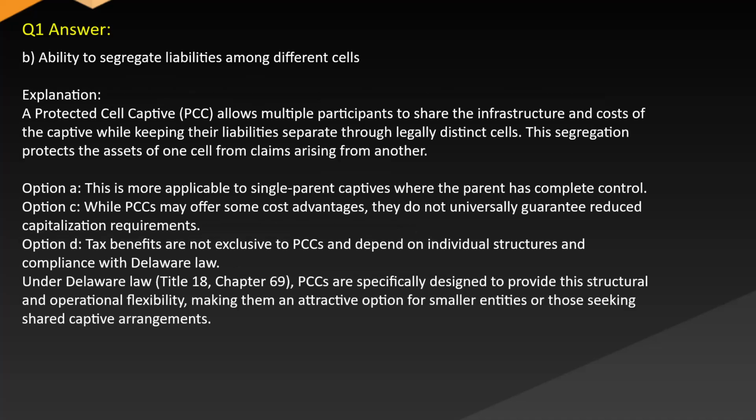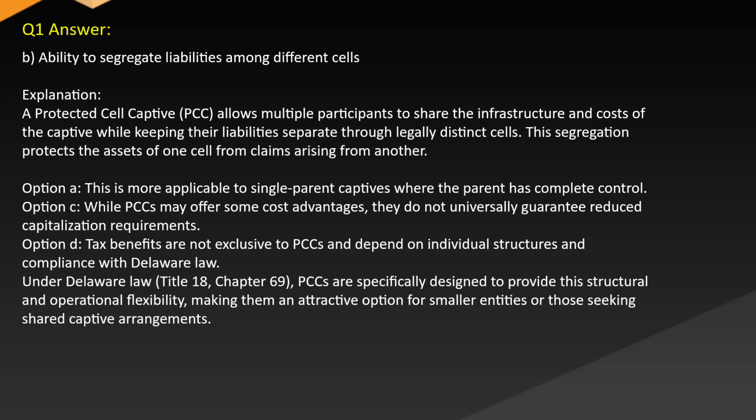Answer: B. Ability to segregate liabilities among different cells. Explanation: A protected cell captive (PCC) allows multiple participants to share the infrastructure and costs of the captive while keeping their liabilities separate through legally distinct cells. This segregation protects the assets of one cell from claims arising from another.